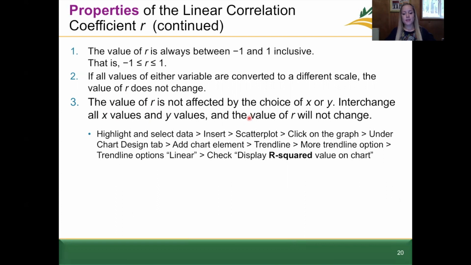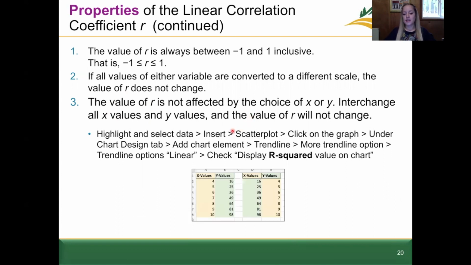To illustrate this property, I made a scatter plot based on these x values and these y values, where first I plotted them like this, then I switched all my x and y values and also plotted that data. As a reminder for making scatter plots, you can put in your data like this into your 2 different columns, then you highlight and select all of your data.